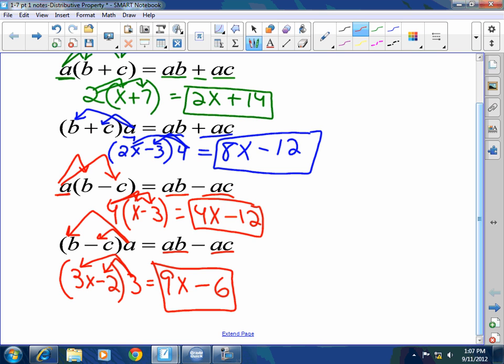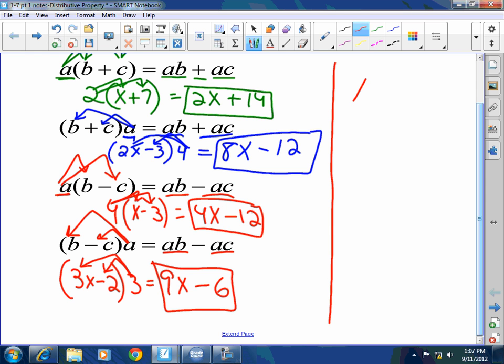Now, sometimes the number or the variable on the outside is going to be a variable that is a like term to something inside of the parentheses. And there's a special rule that you have to remember for this case. I don't know if you guys remember from pre-algebra, but how can I state this?